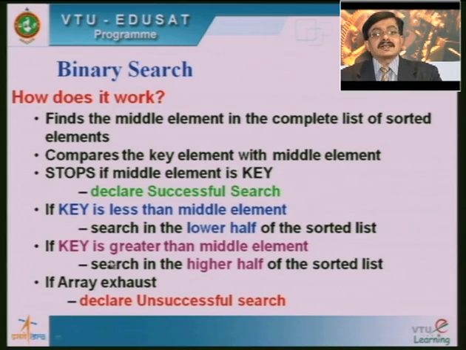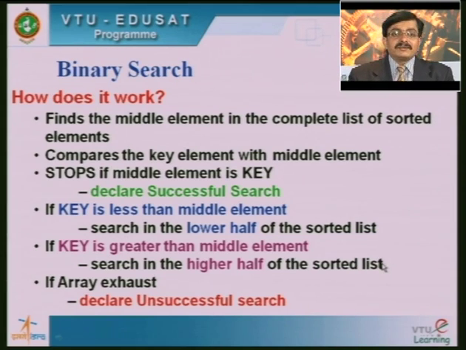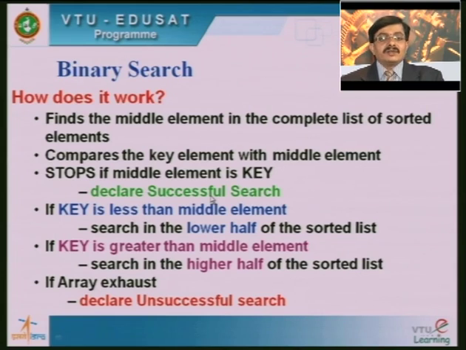Similarly, if the key is greater than the middle element, say I am searching for 75 and 75 is greater than 50, and if the key element is present, then it has to be beyond the 50 only, but it can never be lesser than 50. So search in the higher half of the sorted list whenever the key is greater than the middle element, and I continue this process until the array gets exhausted. Once the array gets exhausted, I can conclude that it is an unsuccessful search.